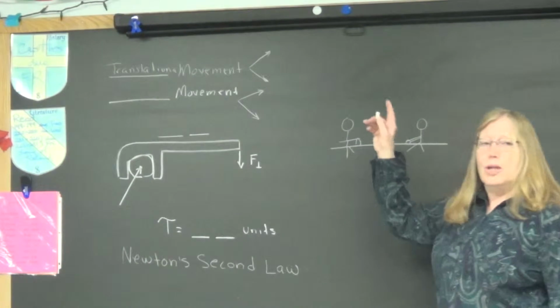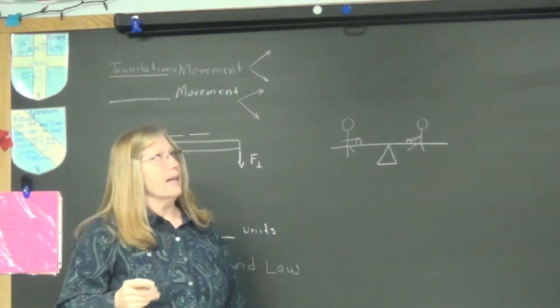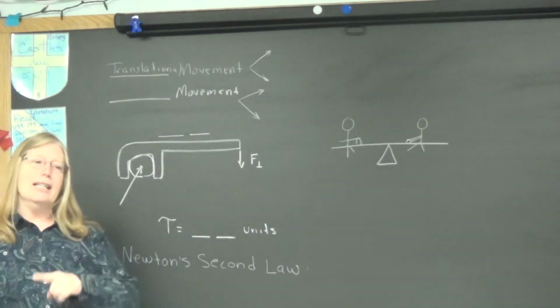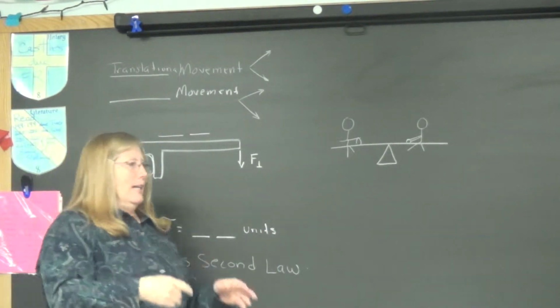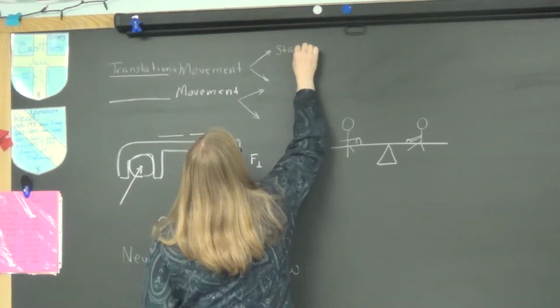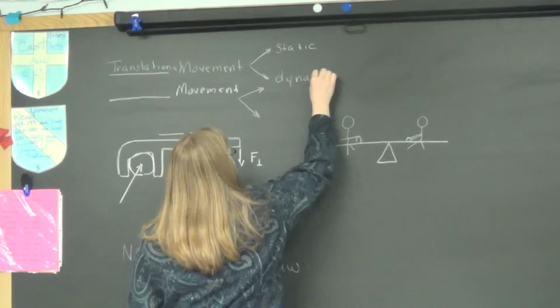Now, we had two kinds of translational movement. Do you remember what that was? One was when you were still, and one was when you were moving at a constant velocity. So we had names for that. Emily, one? Was it static and dynamic? Yeah, static is when it's still, dynamic is moving but with no acceleration.